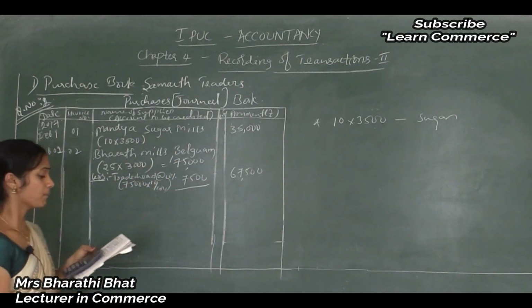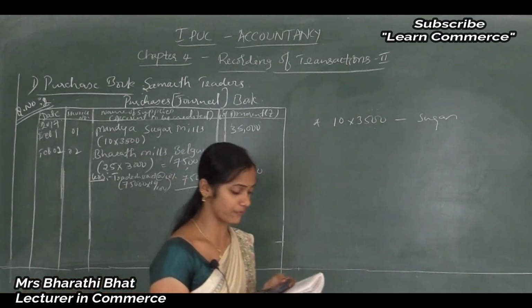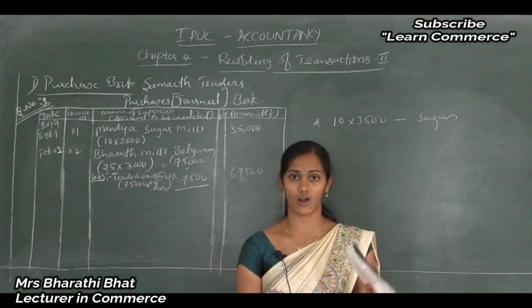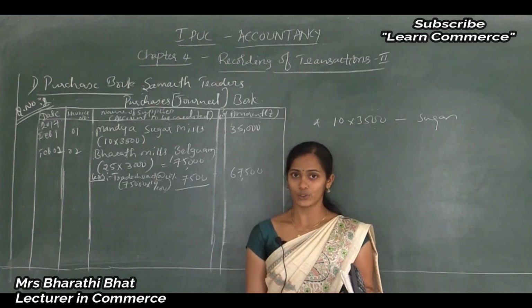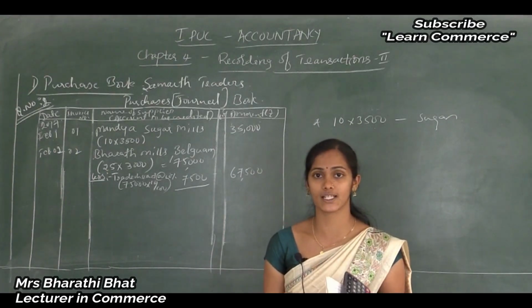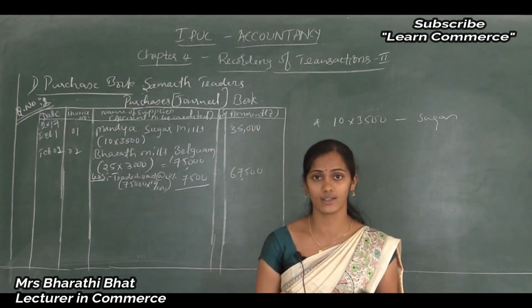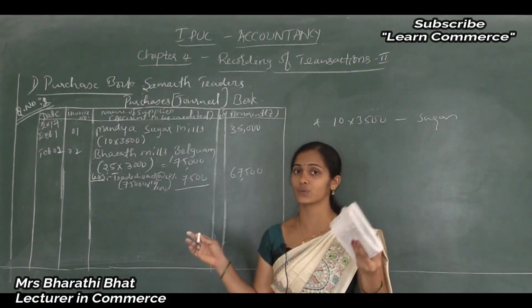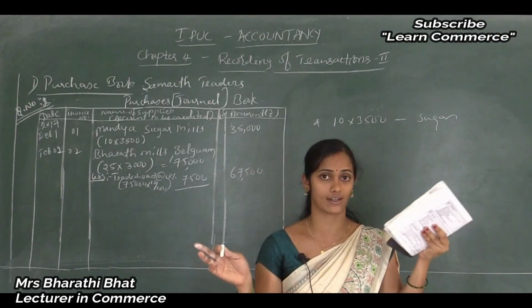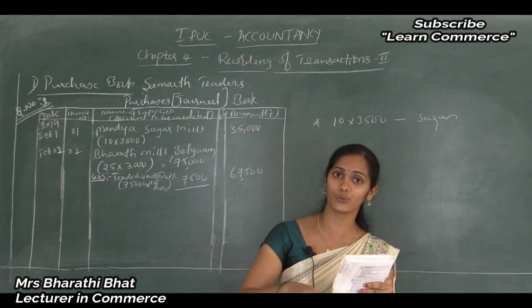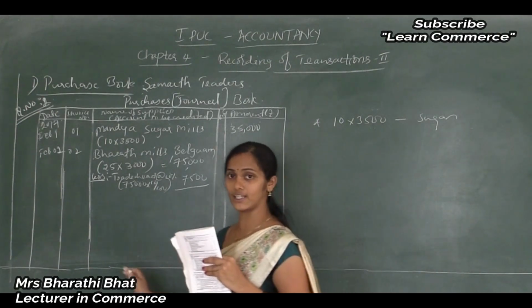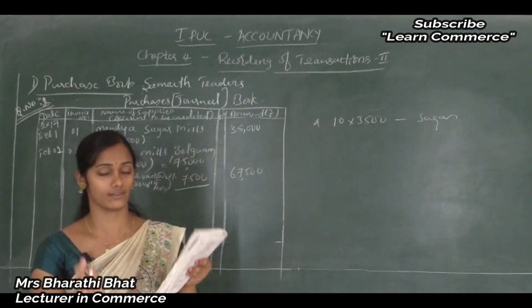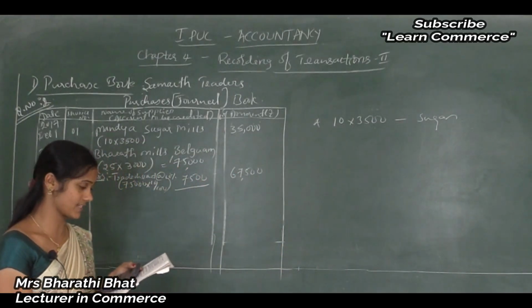And the next one, bought furniture of rupees 15,000 from Modern Furniture on credit. I told you that if we purchase any fixed asset on credit, we can't record that transaction in this book. Instead, we record it in journal proper, not here. For that, we have to give a note at the end of the illustration.